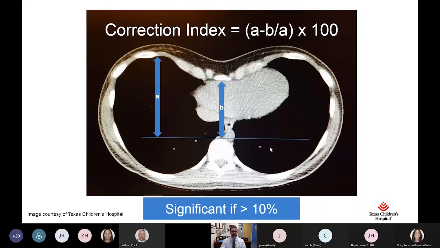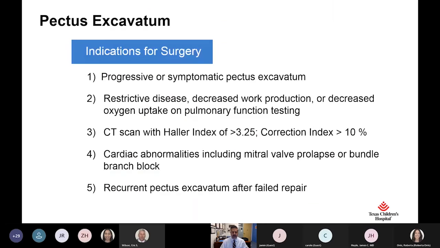With what we call the correction index, there are really no faults. This tells us if we return the sternum to where it's supposed to be, what percent space do we gain in the middle of the chest? And of course, that gained space will be all in the benefit of the compression of the heart, and hopefully we completely relieve that. So for a correction index, it's significant if it's above 10%.